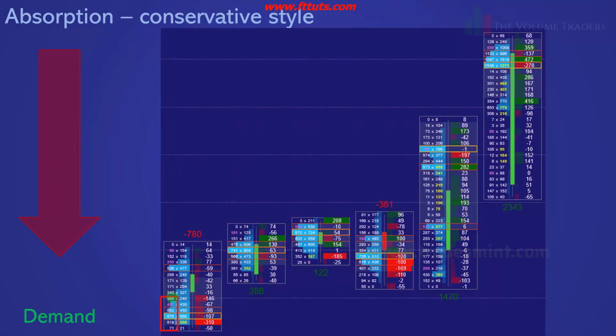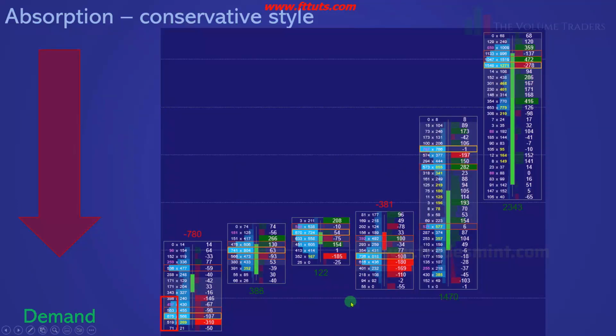So very good if the absorption is happening on the wick. There could sometimes be a body, but the best setups are when we see a rejection candle. So definitely the wick, and the price is above these passive orders.